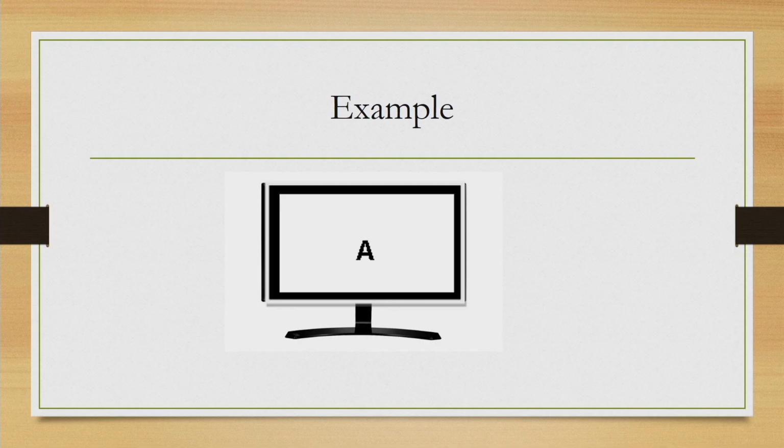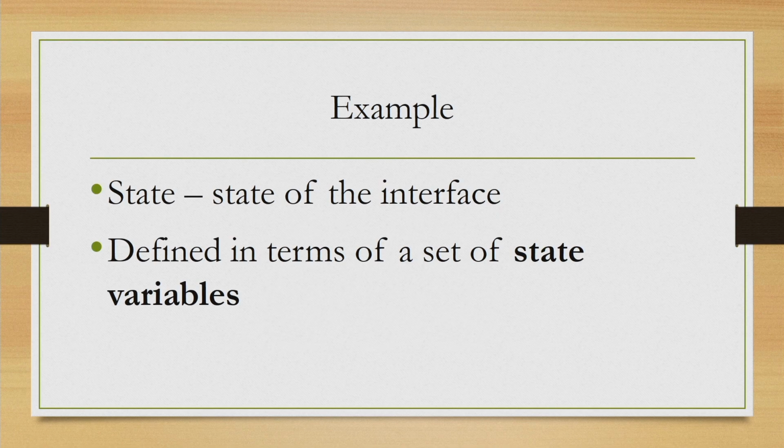Consider again a very simple system, although this term simple here may be a bit deceiving, as we shall soon see. The system is not that simple at all. Now, in this system we have only a simple interface which shows only one letter of the English alphabet in capital form. Now, we can define the state of this system in terms of a set of state variables. That is typically what we do to define the state of a system.